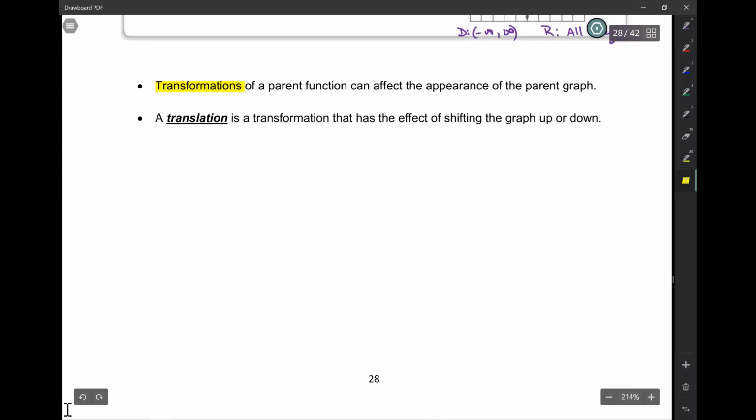Transformations can affect the appearance of a graph. It moves things up, down, left, right, reflections, makes things wider, narrower, and all that stuff are transformations. Okay, we're going to start with a translation which shifts the graph up and down or right and left.